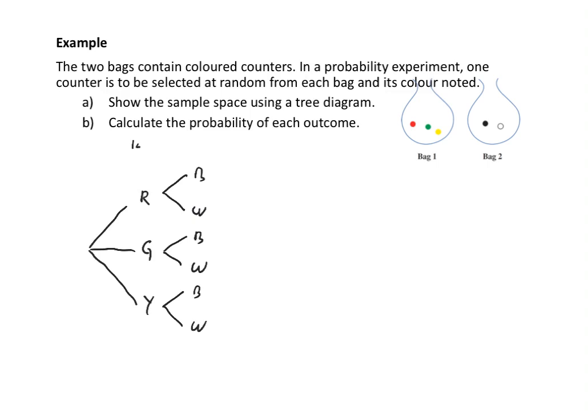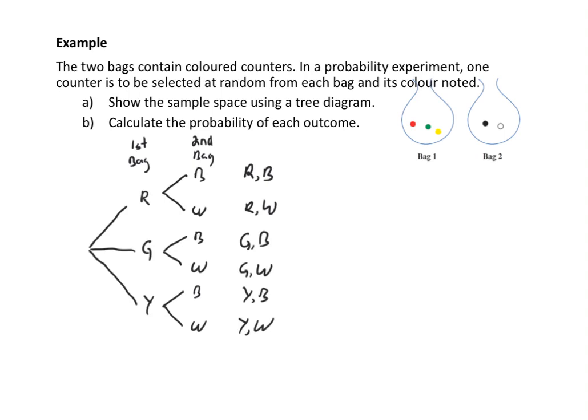So my tree diagram lists the first bag and the options from the second bag. So combining the options from the first and the second, I can have a red and a black, or a red and a white. I can have a green and a black, or a green and a white, or a yellow and a black, and a yellow and a white. So looking at all my possible outcomes, I have got 6 outcomes that are possible from the combination of the first and second bags.